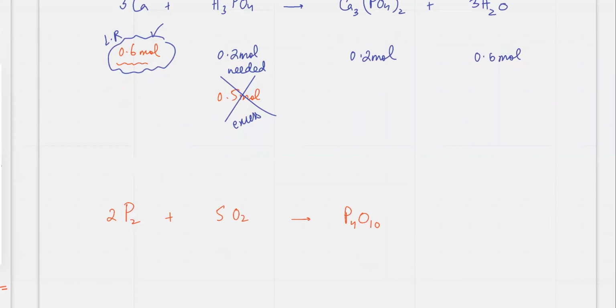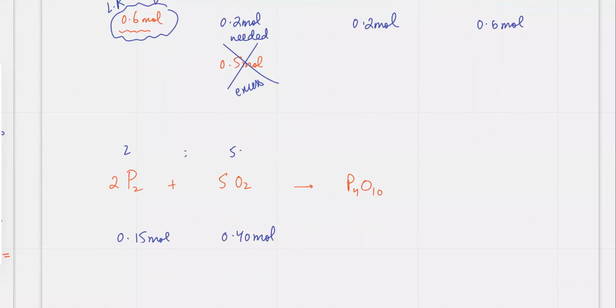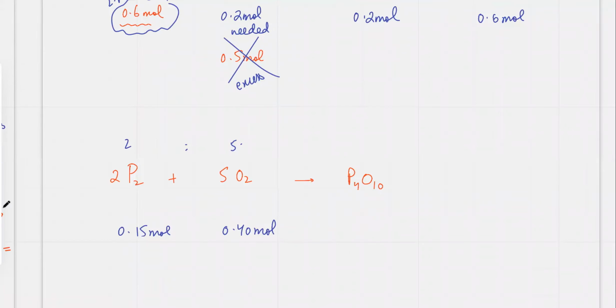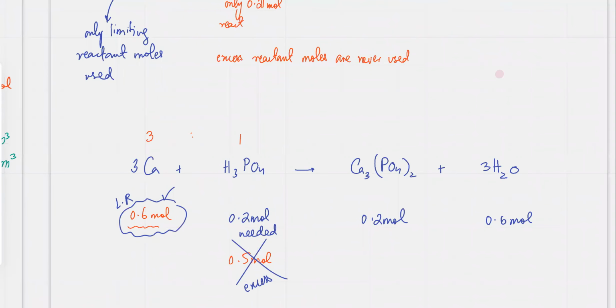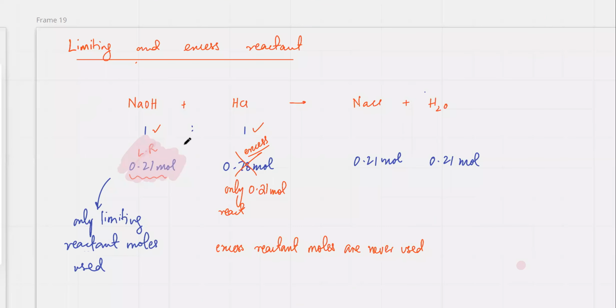There are 5 of them, and there's 2 P2. So the ratio is 2:5. So I've got 0.15 moles of this, and I've got 0.40 moles of this. Now it kind of gets confusing when the ratios are not 1:1. In 1:1, it was pretty obvious. 1:1 was easy. You can clearly spot which one is in excess. Like 0.21 would react with 0.21. You don't need 0.78. So that was kind of easy.